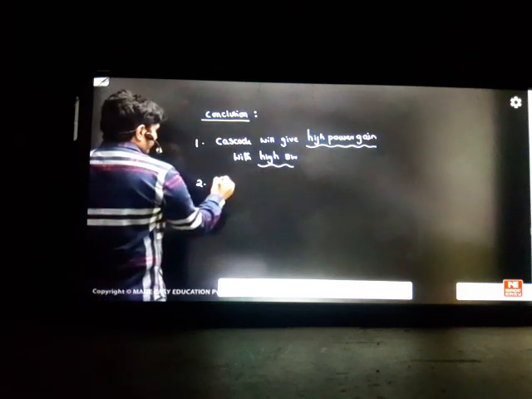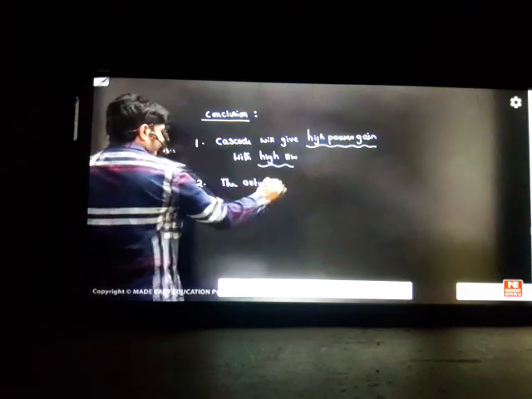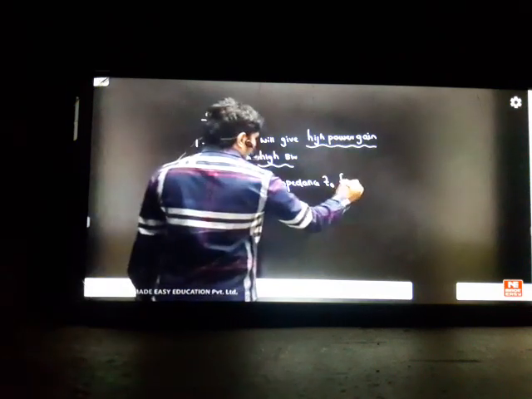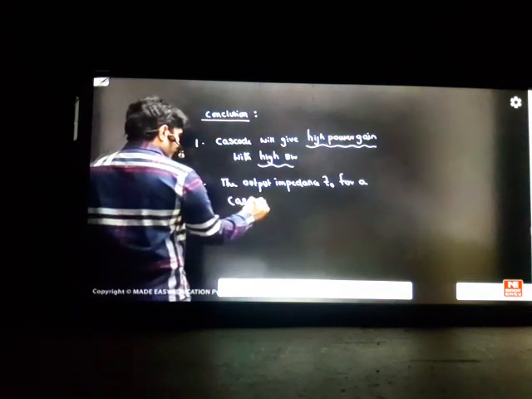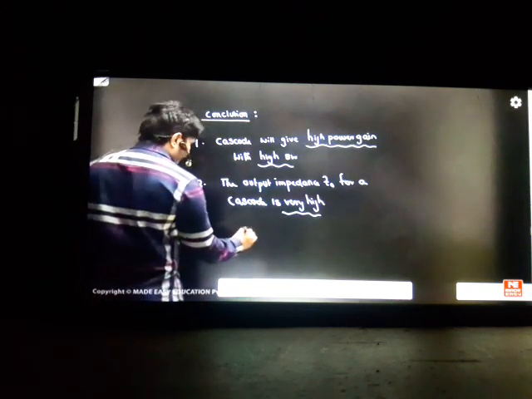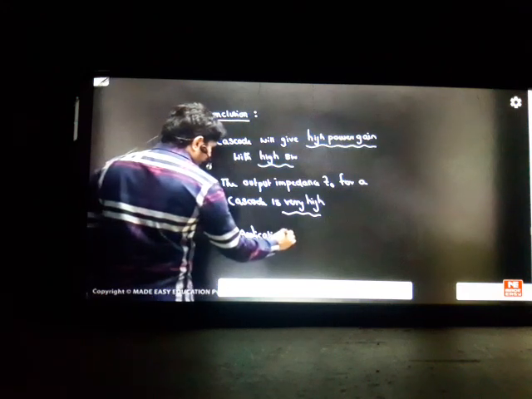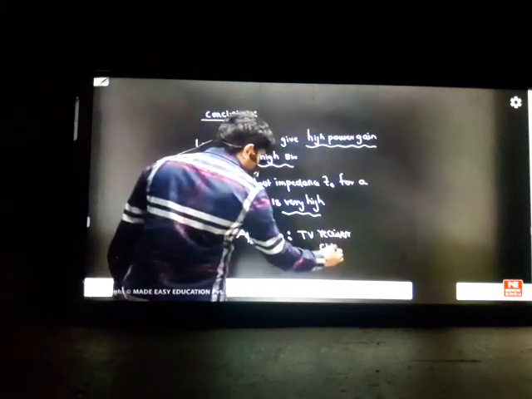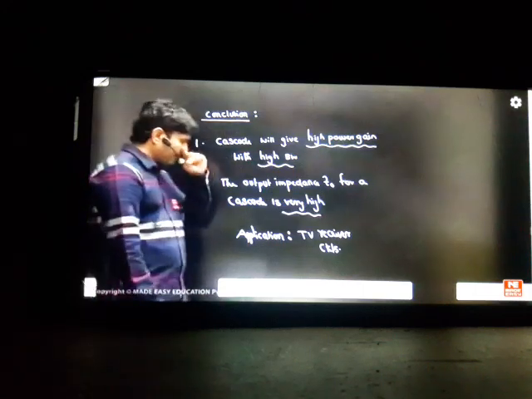And the second one: the output impedance of a cascode is very high. So whenever you want a very high output impedance, better go for this one. Most probably we use this application generally in TV receiver circuits. In every TV receiver, we have one IC inside. That is called the cascode IC.